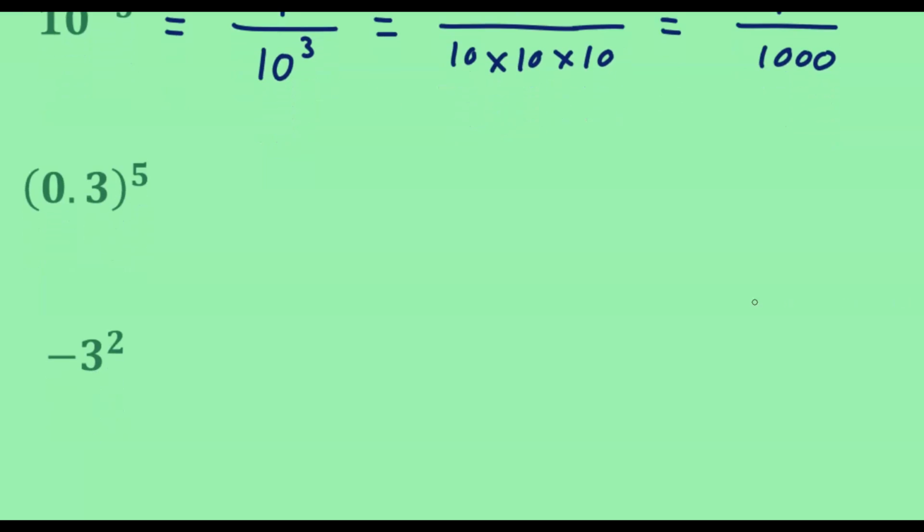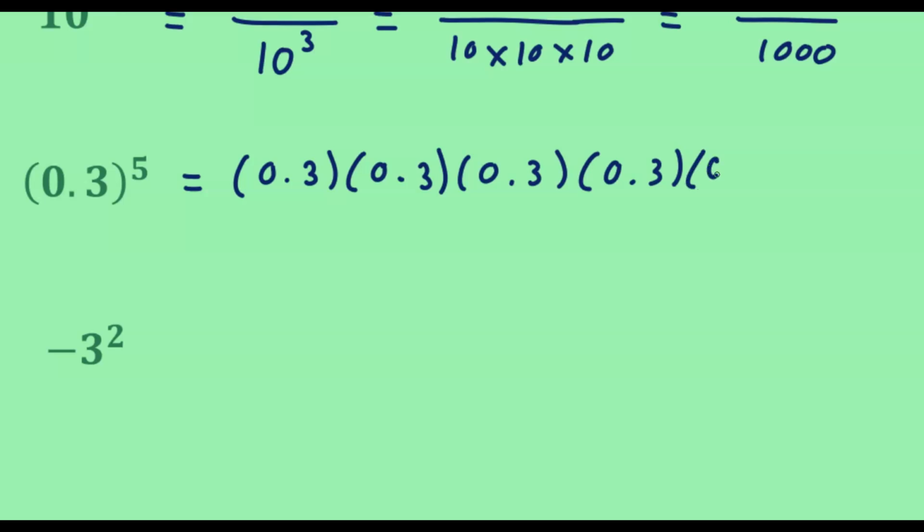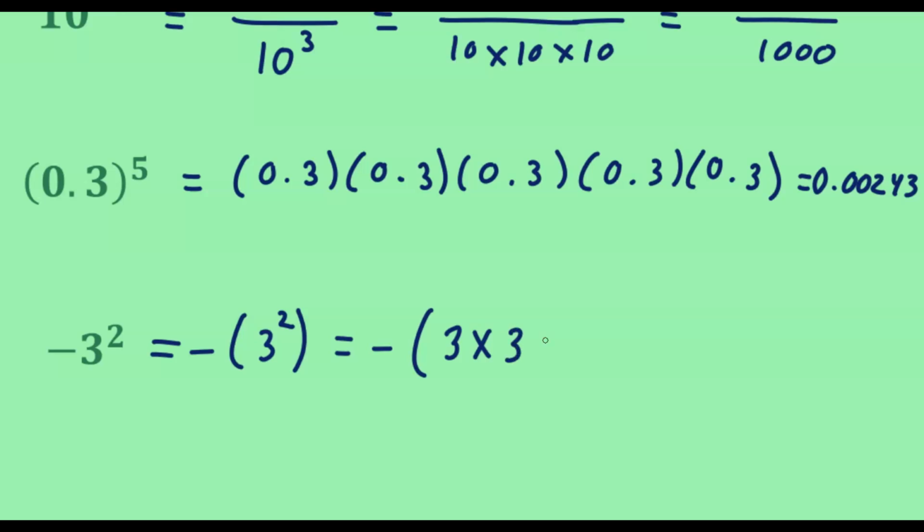If we have a look at the next problem, we have 0.3 raised to the power of 5. So we multiply 0.3 by itself a total of 5 times. And if we evaluate this, we will end up with 0.00243. Now the next one is negative 3 squared. That is the negative of 3 raised to the power of 2. So this is the negative of 3 multiplied by itself 2 times, so we just end up with negative 9.